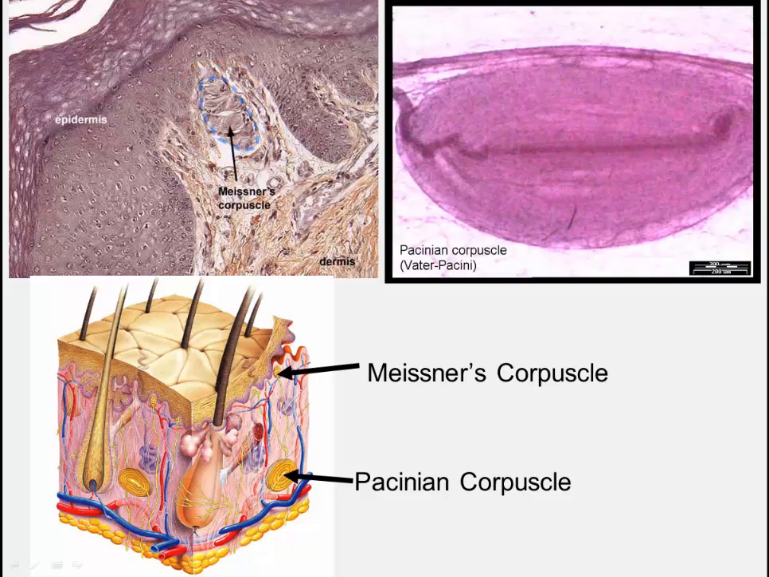But further down and much larger is the Pacinian corpuscle. This is the one for deep pressure. You really have to push on it to activate this receptor. And notice how it's located deeper down in the bottom of that reticular layer. And under the microscope, it has a much more encapsulated, bulbous look to it.